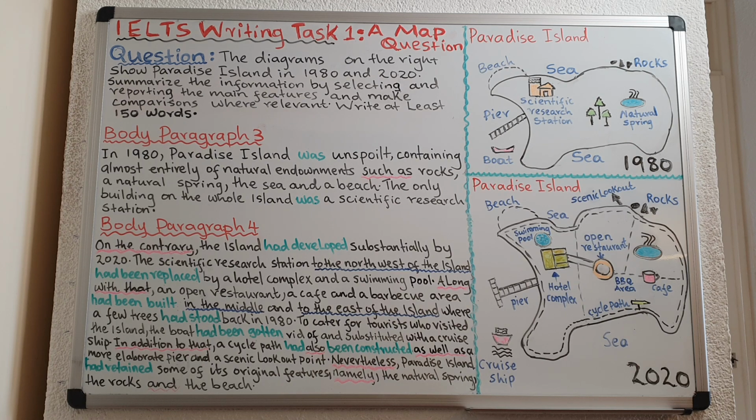Now remember, when it comes to IELTS Writing Task 1, you should write 150 words, and you should do that in 20 minutes. You normally get 1 hour to write your Task 1 and your Task 2. You should spend 20 minutes on your Task 1 and 40 minutes on your Task 2. In 20 minutes, you should write at least 150 words.